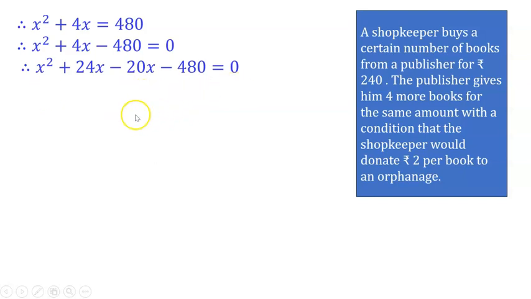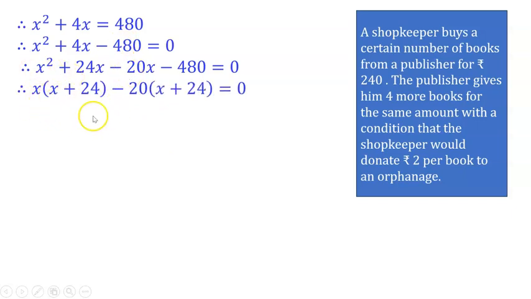Now the factors: 24 and minus 20, these are the two numbers. What is the difference? It is 4. And if we take the product of these two, we get minus 480. Next, take x common from here. Then in bracket, x plus 24 minus 20, then in bracket x plus 24 is equals to 0.